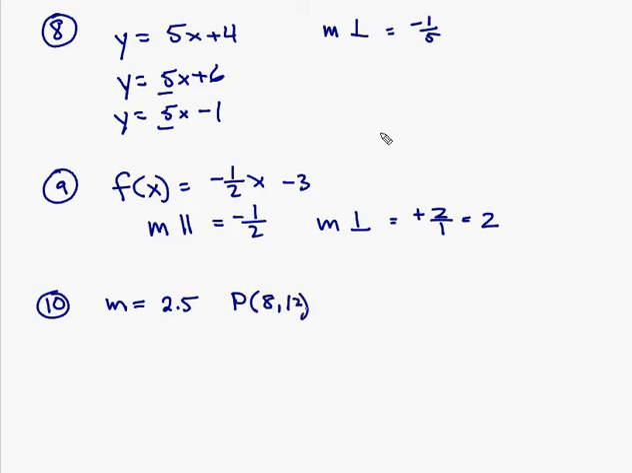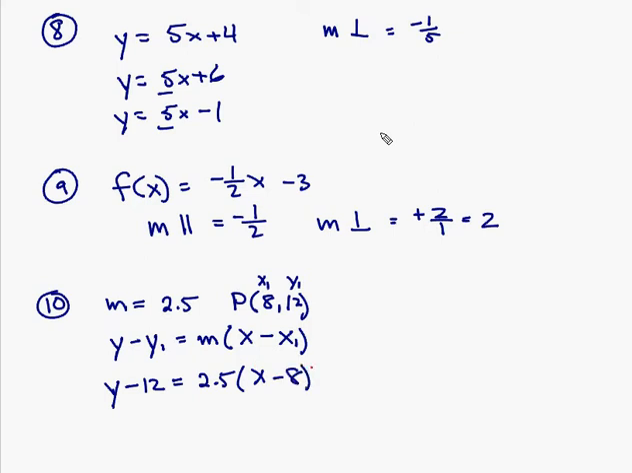So we would go y minus y1 is equal to m times the quantity x minus x1. So we'll replace y1 with 12 and x1 with 8. So I go y minus 12, and our slope is 2.5, so that's 2.5 times the quantity x minus 8. Done.